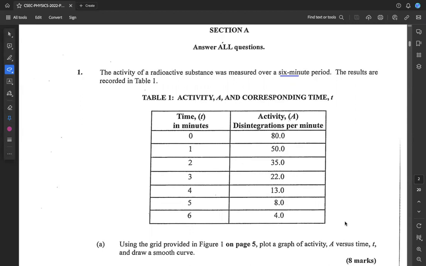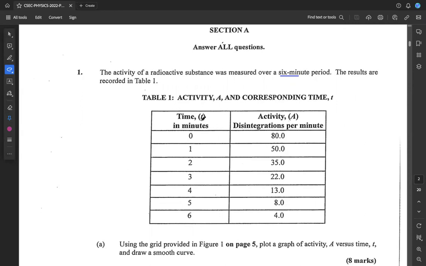Okay, everyone, let's do this question 1 from the June 2022 CSEC Physics Paper 2. This question is about the activity of a radioactive substance, which was measured over a 6-minute period. The results are recorded in this table 1 below.